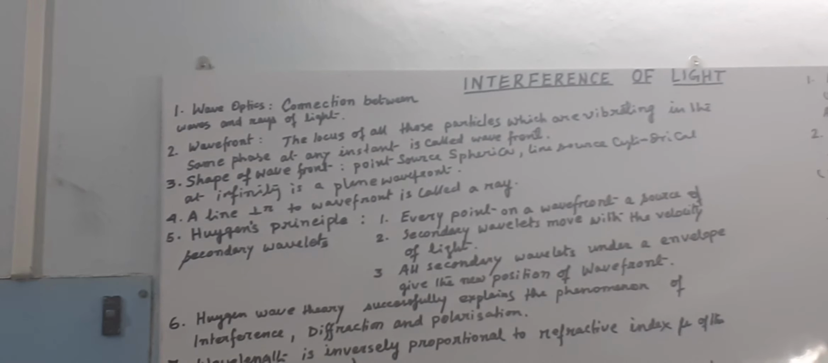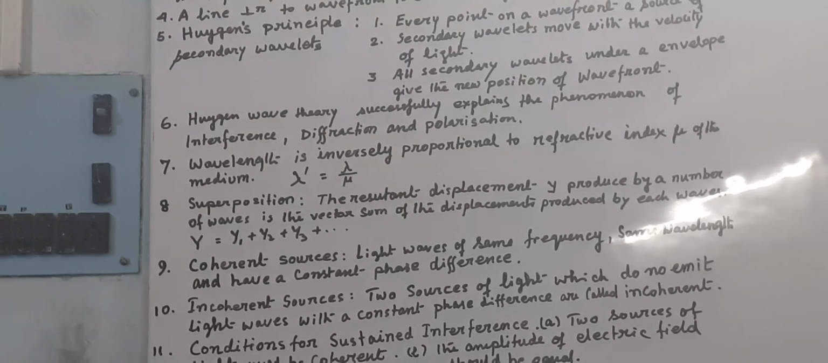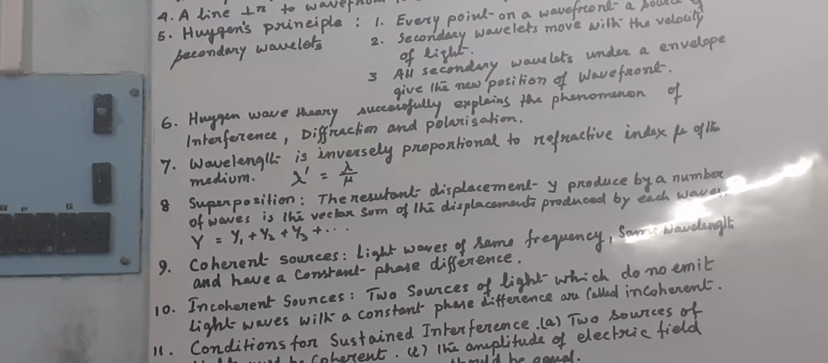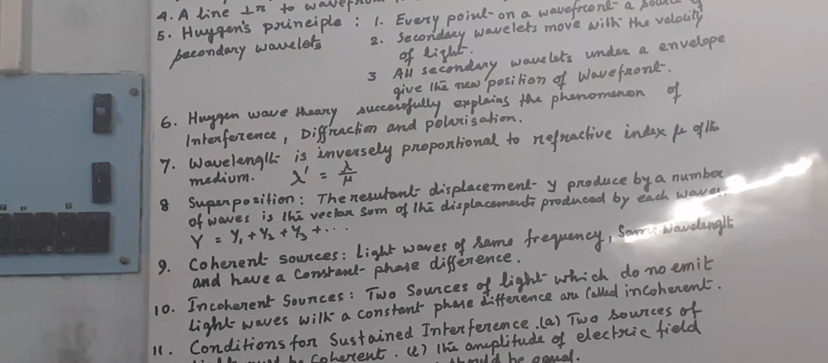Now, Huygens' principle. There are at least 3 points in Huygens' principle. Number 1, every point on a wavefront is a source of secondary wavelets. Number 2, secondary wavelets move with the velocity of light. Number 3, the envelope of all secondary wavelets gives the new position of the wavefront.